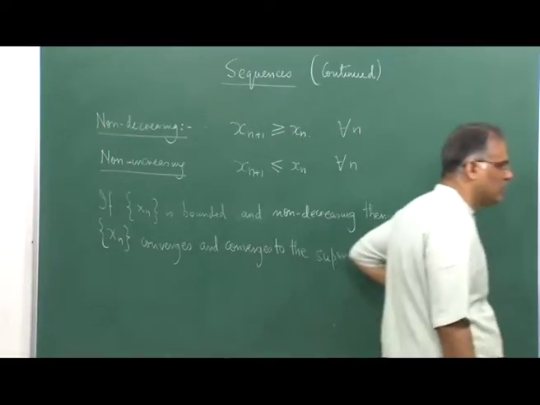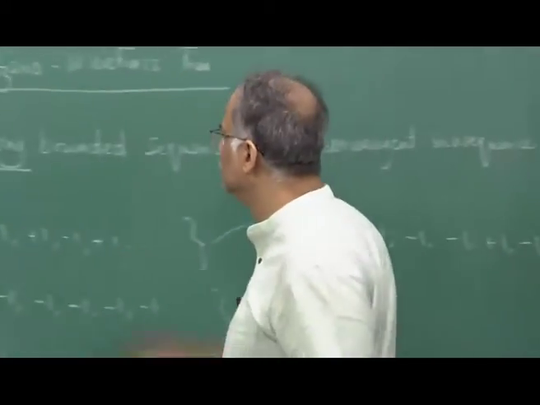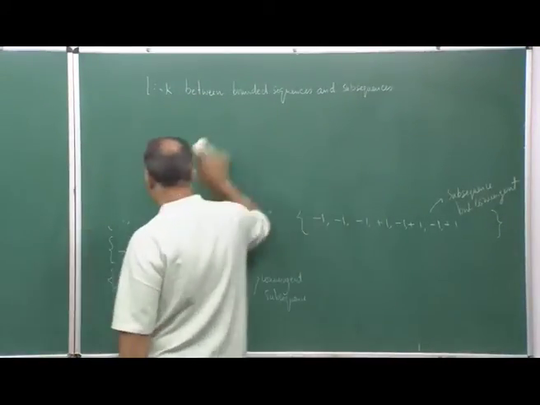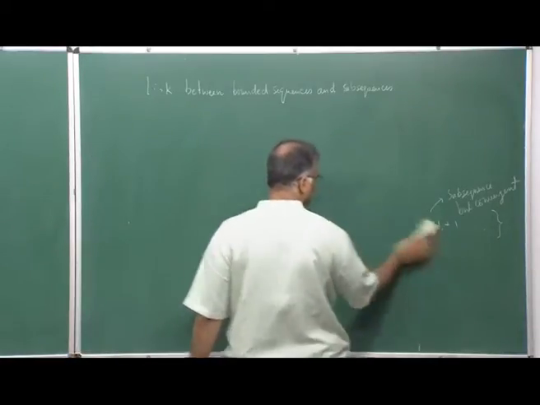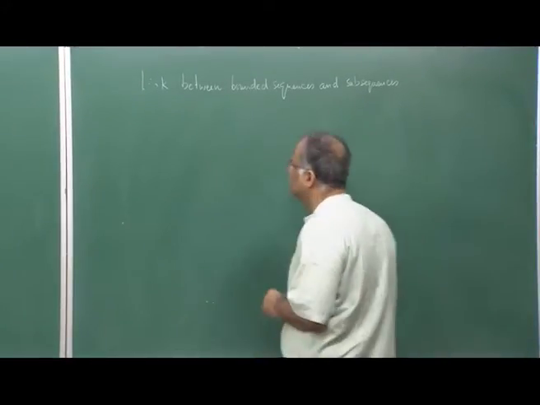Xn converges and converges to the supremum. You might be wondering why I should now speak about this particular result. Maybe I should try to tell you how to prove it, right. So xn is bounded. So, this is one aspect. So, let us see how we can prove such a result.